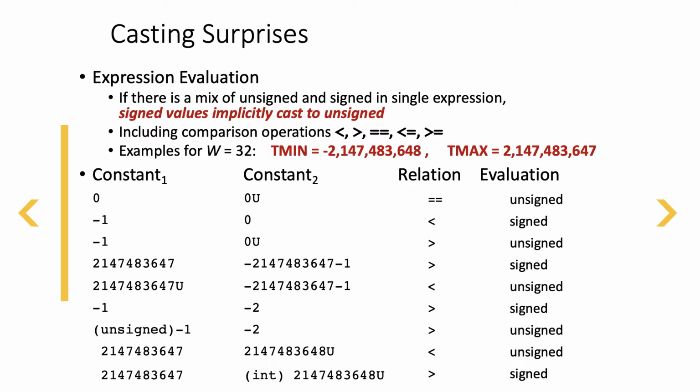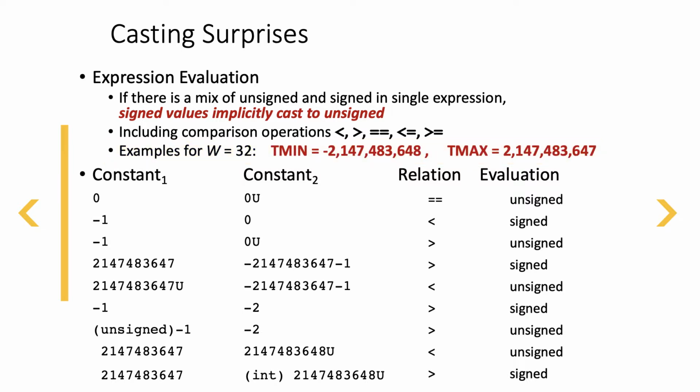Now, these examples are going to be for a word size of 32. And we've got our T min and T max here, so we can keep track of what those are, because that's going to matter. Because remember, when we start talking about the difference between signed and unsigned, these T min and T max set our boundaries. They tell us where things start getting a little weird.